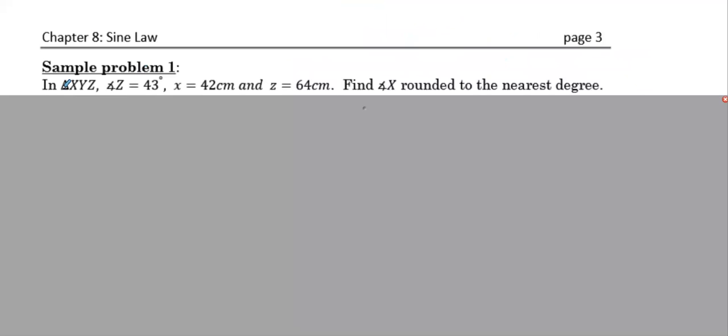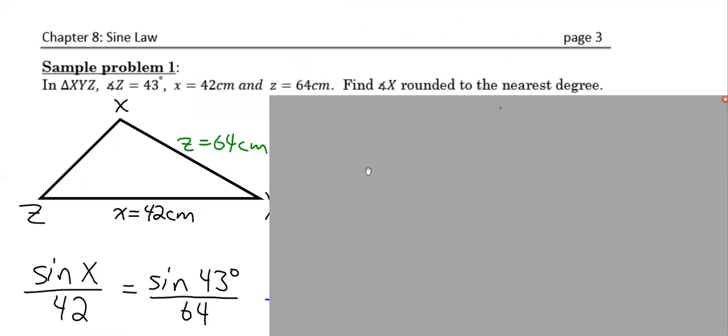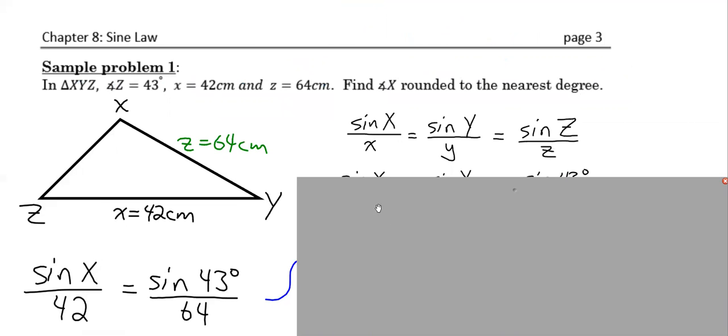Okay, so suppose you're given triangle XYZ. You're given the angle Z, angle X, which is lowercase, you notice, so it's not an angle, not at the vertex, and lowercase z is 64. You're asked to find angle X rounded to the nearest degree. So what's extremely important here is that you label your diagram properly.